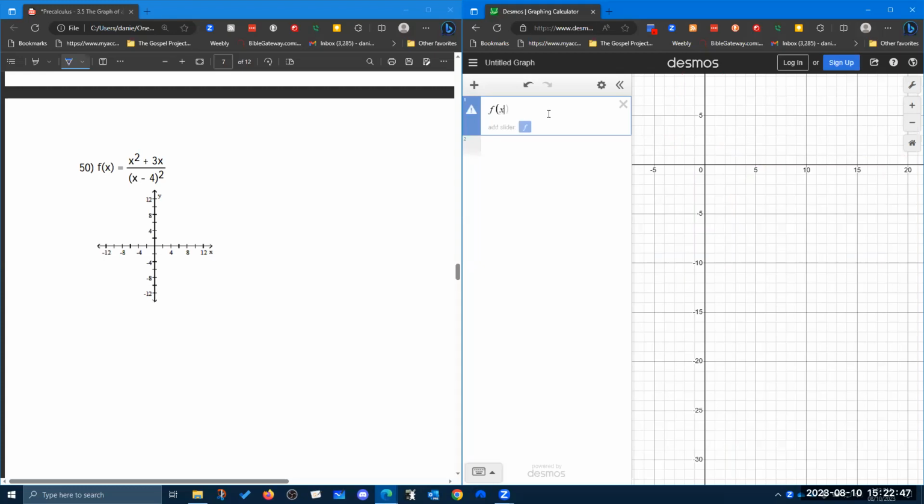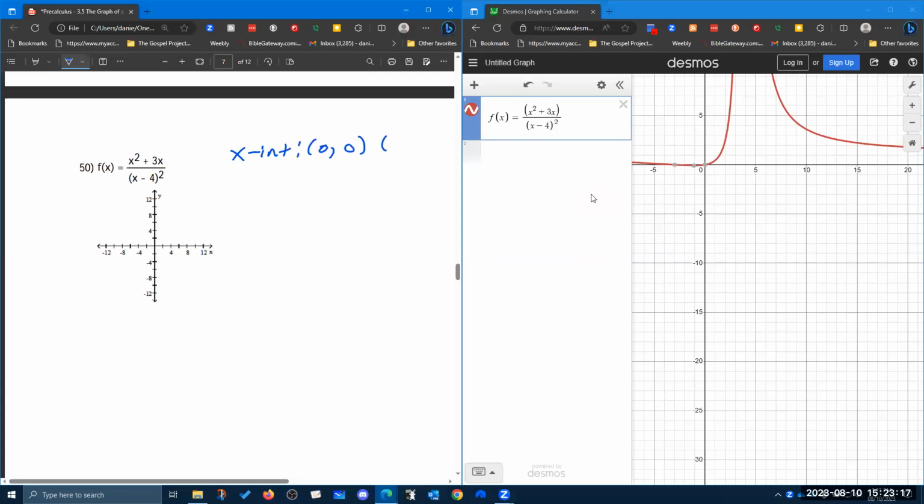Let's look at our last problem for today in this section. F of x is going to be equal to x squared plus 3x divided by x minus 4 quantity squared. So we're going to have x-intercepts at 0, 0, and -3, 0. That comes from factoring the numerator. The denominators are already factored.